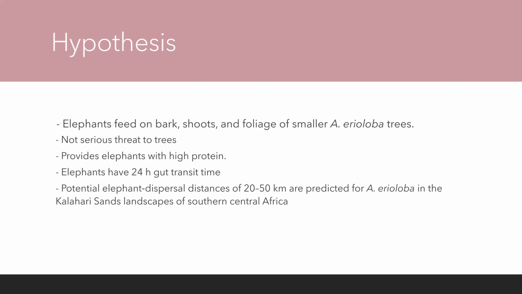The elephants have a 24-hour gut transit time. That means once they eat that flowering part of the tree, the elephants will poop it out within 24 hours of ingesting it. So their hypothesis was that the potential elephant dispersal distance would be anywhere from 20 to 50 kilometers, predicted for that species, the erioloba, in the Kalahari Sands landscape, which is where the study was done.